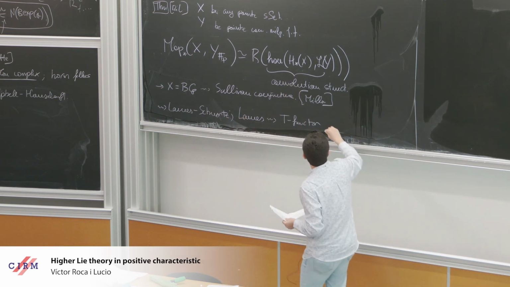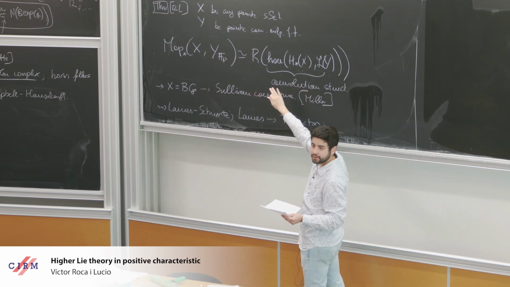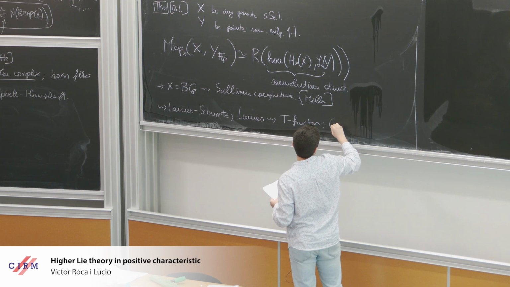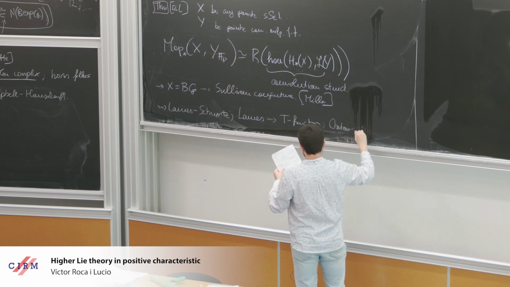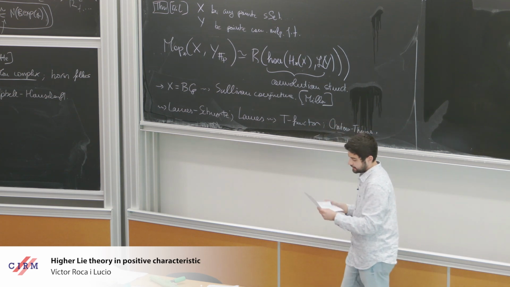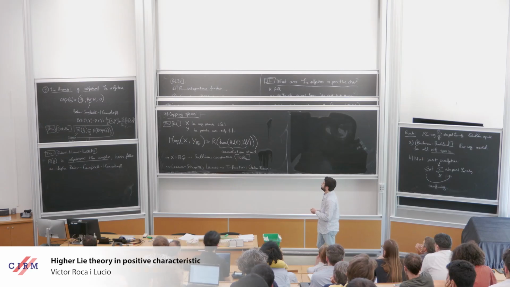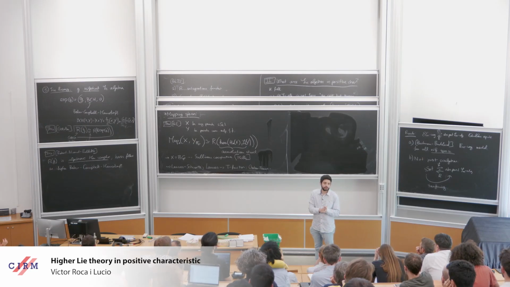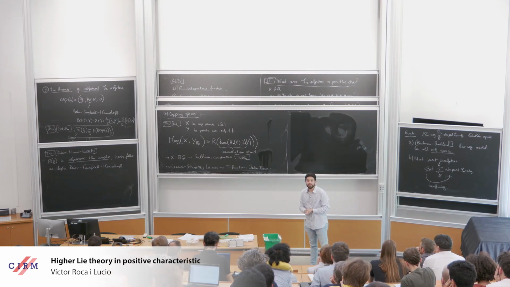Let me also mention that you can also give a model in terms of cosimplicial objects, which was done by Chatour and Thomas. As a final remark, as was discussed in the previous talk, there are curved versions of these objects, and you can actually make sense of this story in a curved setting as well. Thank you for your attention.